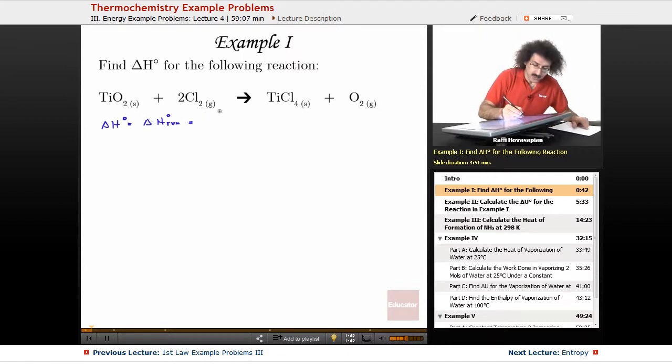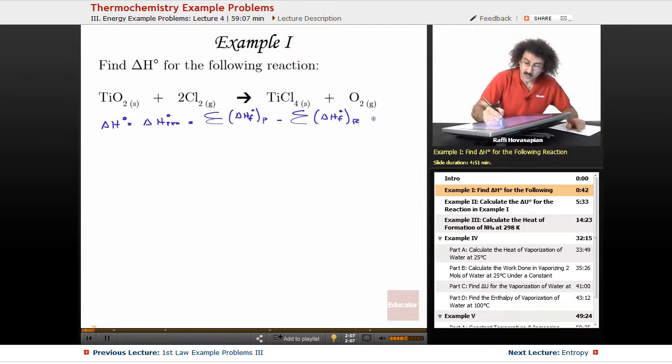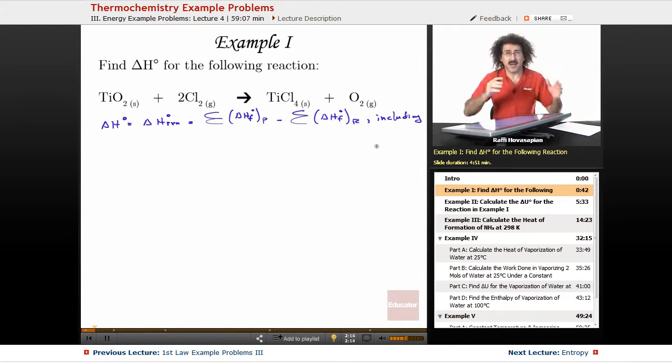Well, it's equal to the sum of the delta H's of formation for the products minus the sum of the delta H's of formation for the reactants, including coefficients. And again, this is something that we already know from general chemistry. It's just products minus reactants.